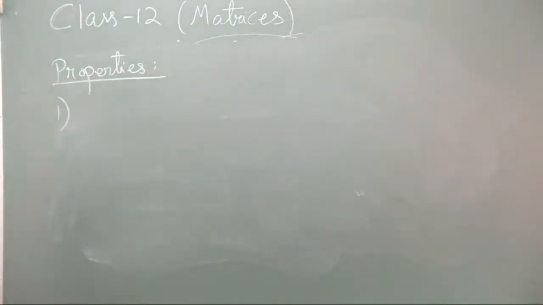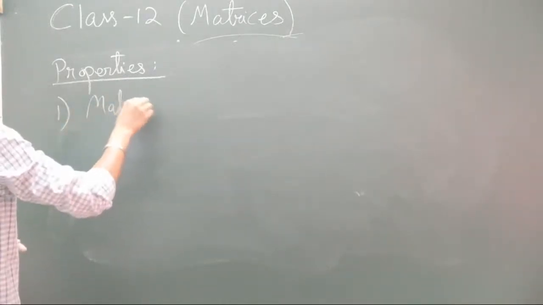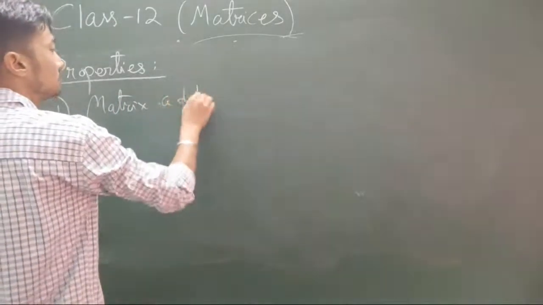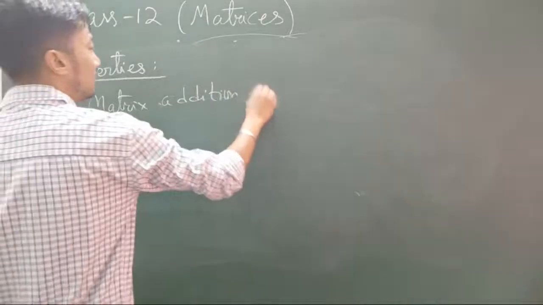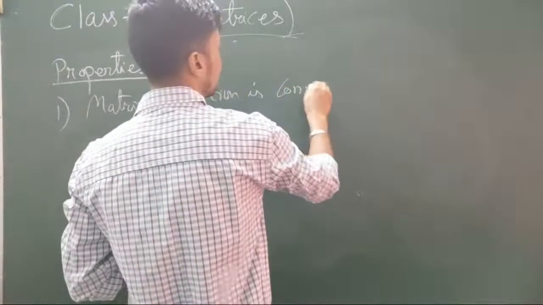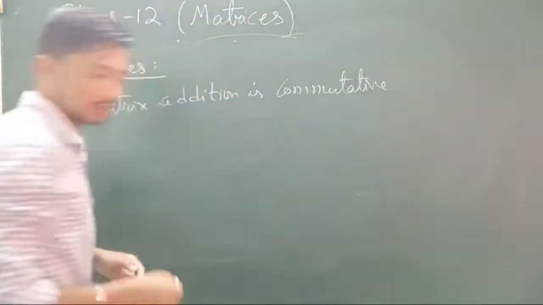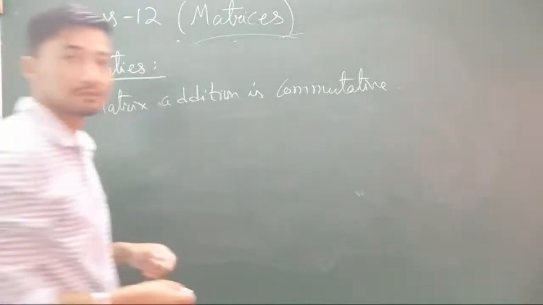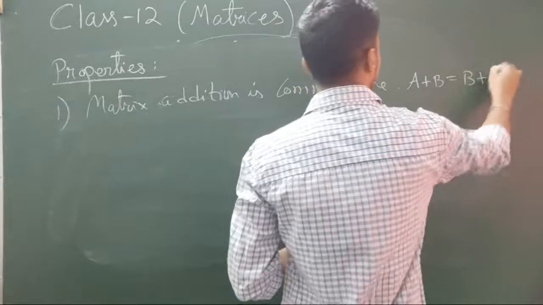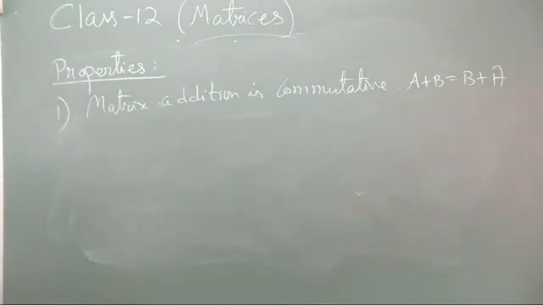The first property is matrix addition is commutative. Matrix addition is commutative. Commutative means A plus B is equal to B plus A.